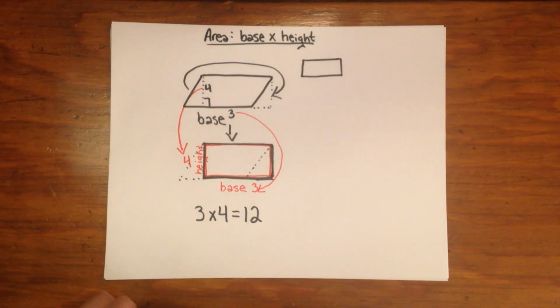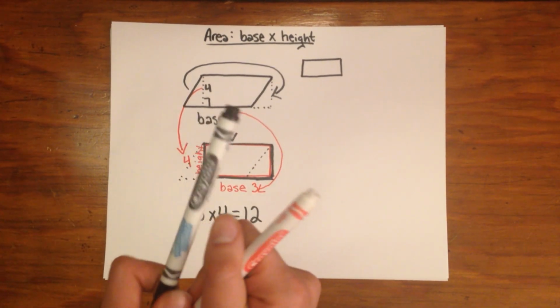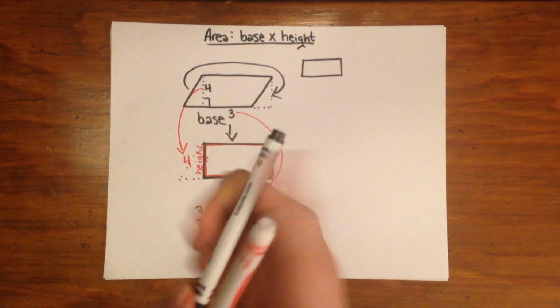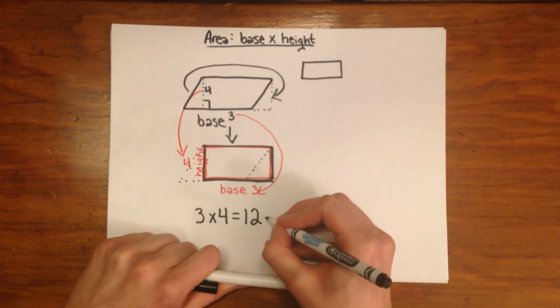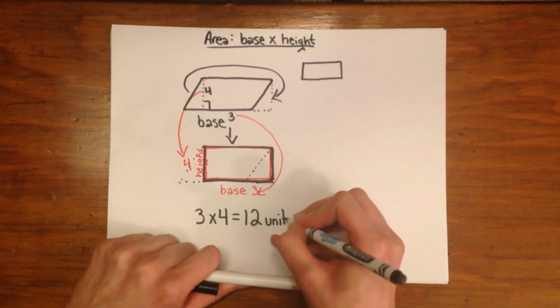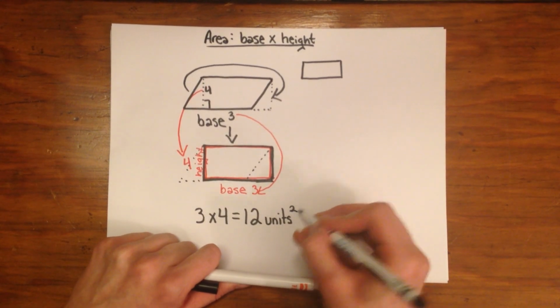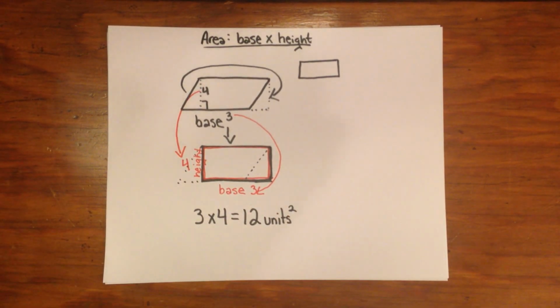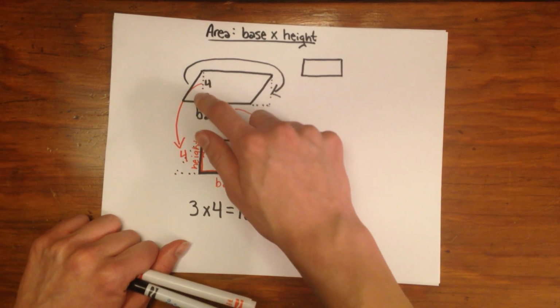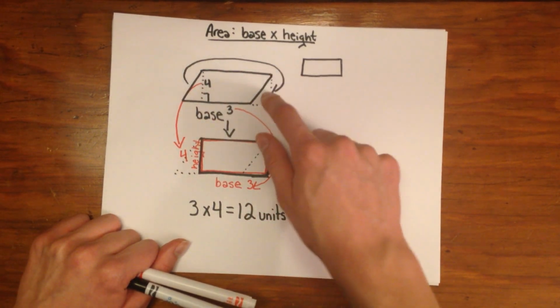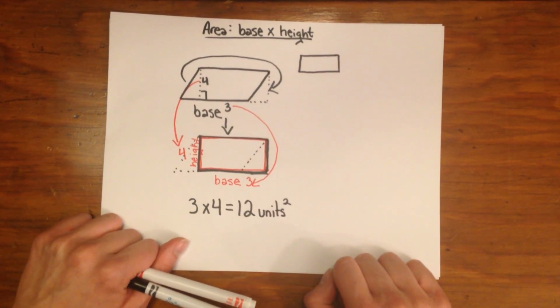We've got an area of 12, and I should have put in units here. We'll just use a generic unit, so we'll say it's 12 units. That was my fault, guys. Okay, so we've got 12 units squared. And you can do that for any parallelogram. You just have to chunk it, move it around to turn it back into that rectangle that we know what we're talking about.